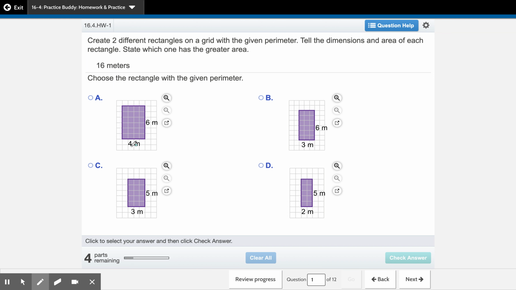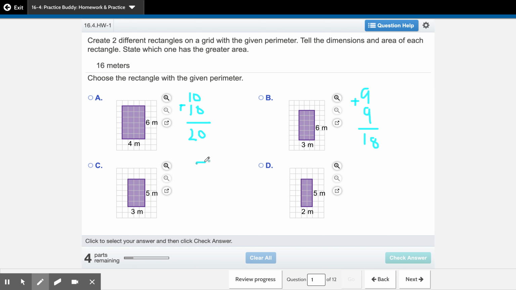So in this one, I know that 6 plus 4 equals 10. So these two sides added together are also going to be 10. So if I add those together, I would get 20. So it's not this one. On this one, I have 6 and 3, which is 9. If I do 9 plus 9, that's 18. So I know it's not this one.